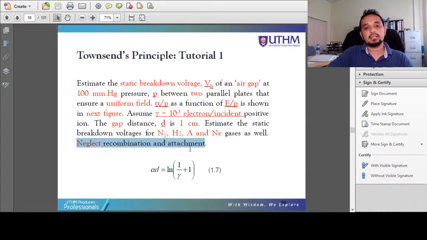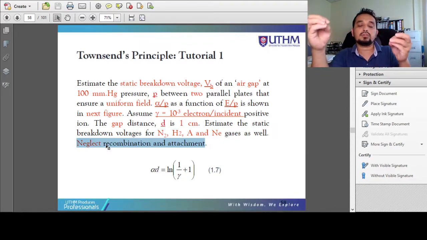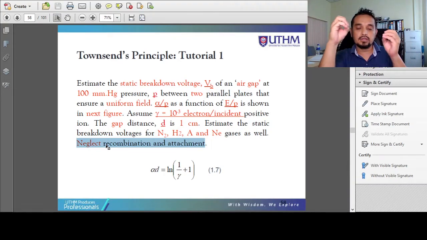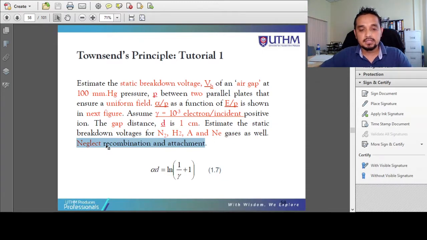This is the assumption in the Townsend calculation, in which we try to neglect the successive collisions or successive interaction between the avalanches, or what we call the breakdown phenomena. So we need to neglect the recombination effect, because obviously proton and electron can recombine at one stage, and we neglect that for the sake of the calculations.